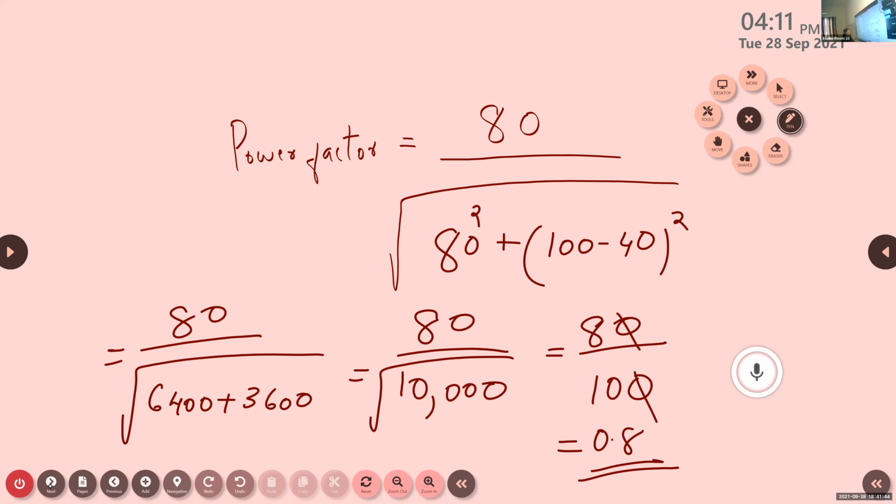So it becomes 80 divided by root of 6,400 plus 100 minus 40 is 60, 60 square is 3,600. That is equal to 80 divided by root of 10,000, which is 80 by 100. We can cut the two zeros. It becomes 8 by 10, 0.8. It's right. Is it clear? Yes, ma'am. Okay. Here the answer is given as 0.8. So this is the step.